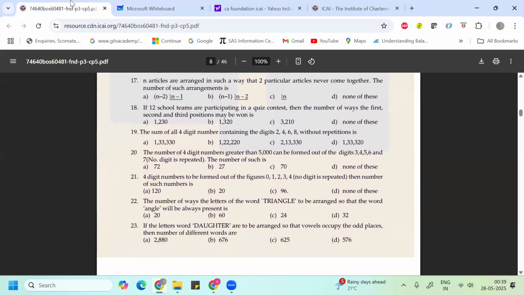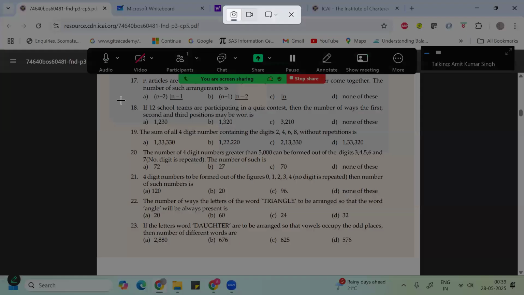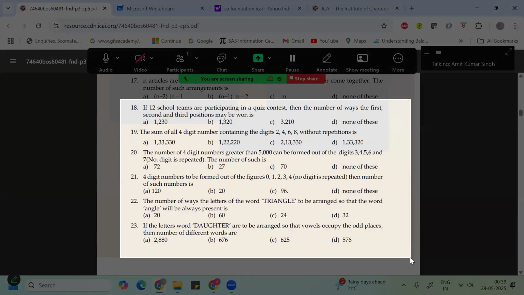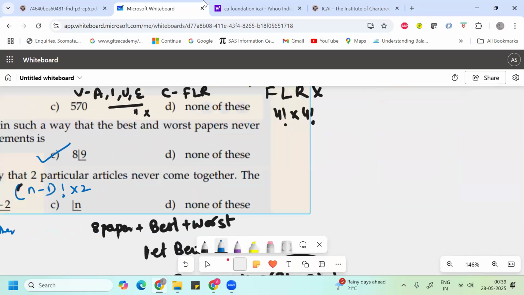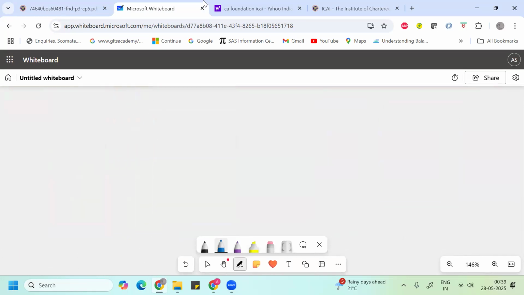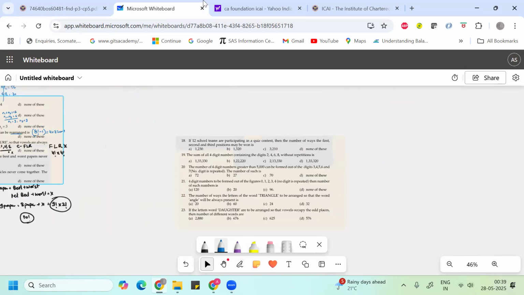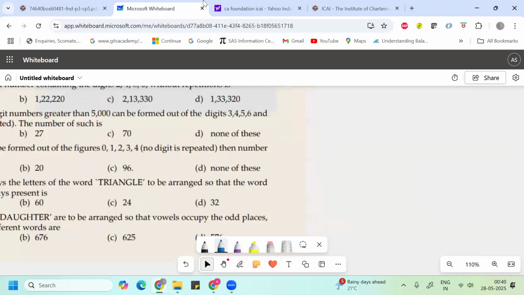Okay, now we'll try the 18th. So we have done till question 17. I hope you have understood. Nobody has any doubt? Now we'll discuss from question number 18.